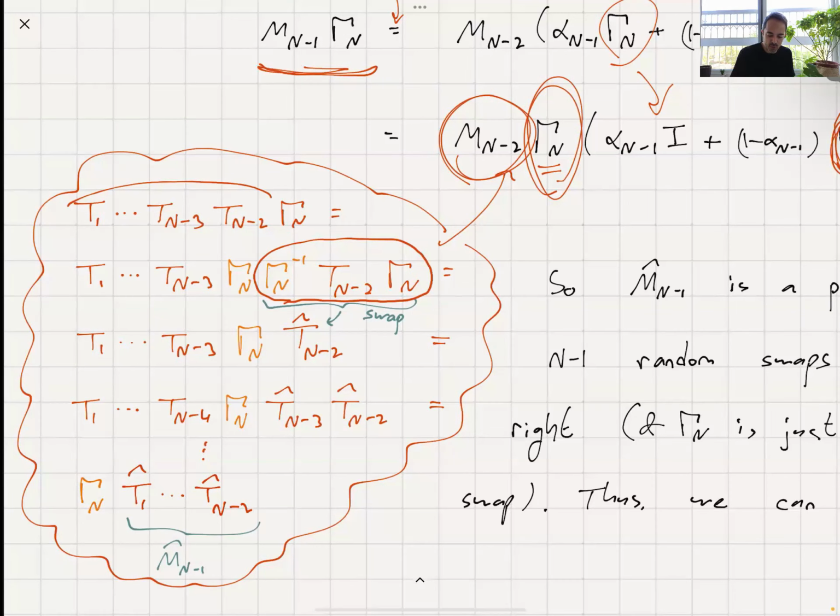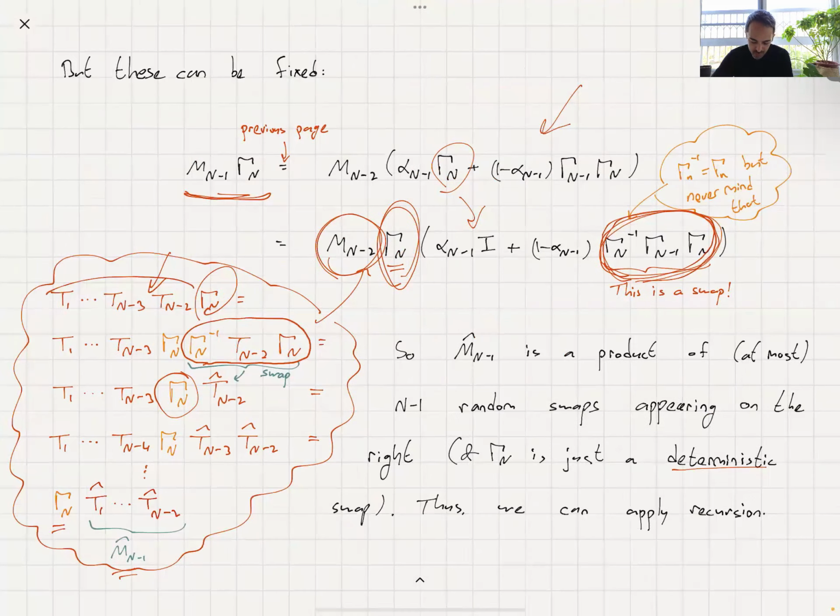And the cool thing, so it was a swap, it's still a swap, so that's good. And the cool thing is that gamma n moved one to the left. Right? First it was here, now it's here. And you can just continue doing that, every time you conjugate the t to get some t hat version. And at the end of the day, you'll get gamma n times M hat n minus 1, which is the product of hats of the Ti's. And that's good because that's a fixed swap, and these are n minus 2, so one less random swaps that appear on the right. So you can open it up and do it again, again.